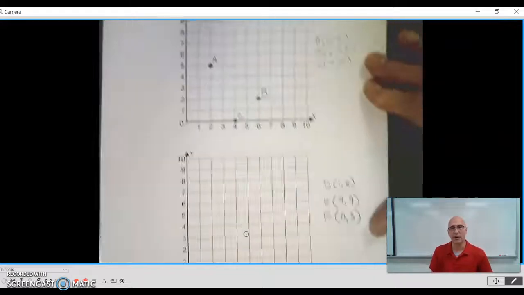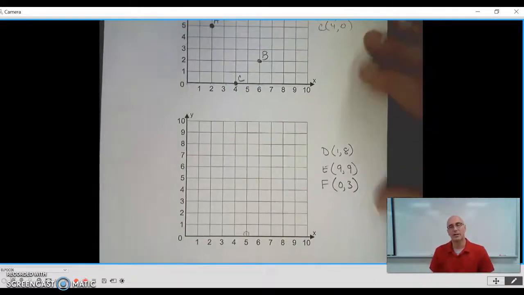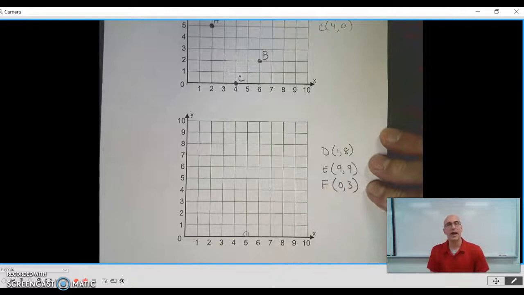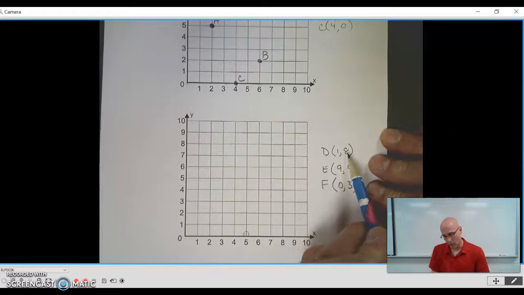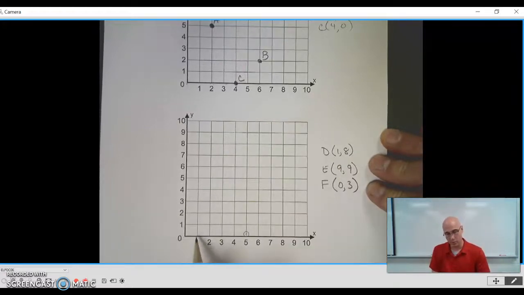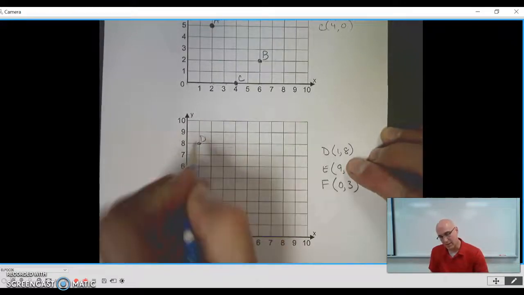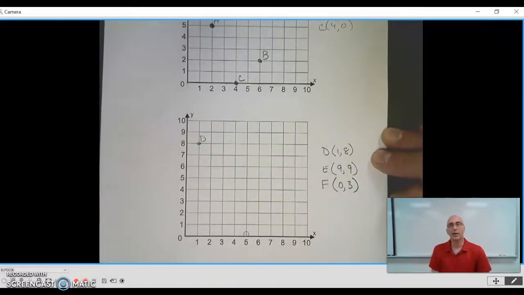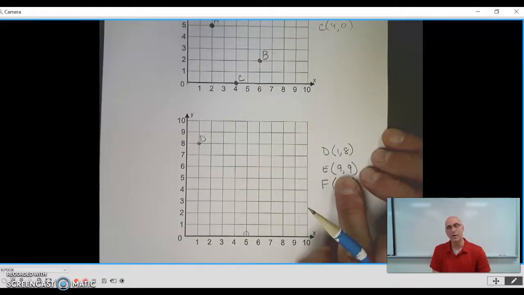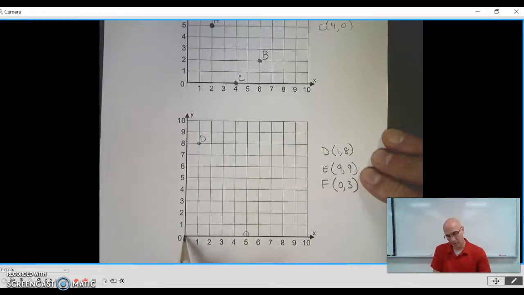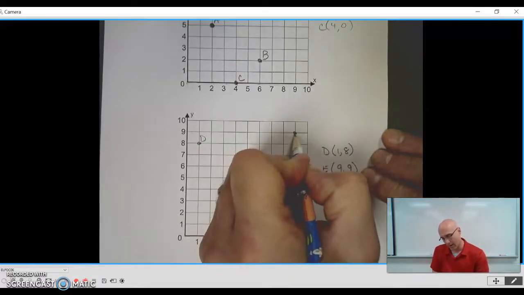Now let's go in the other direction. Let's look at these 3 points and let's put them on the coordinate plane. So the first one is at point 1, 8. 1 refers to the x coordinate, so we're going to move over to the 1, and then we are going to go up 8. And that is point D. And you're going to put the capital letter at that point. E is 9, 9. So we're going to go 9 over and 9 up. And that is point E.